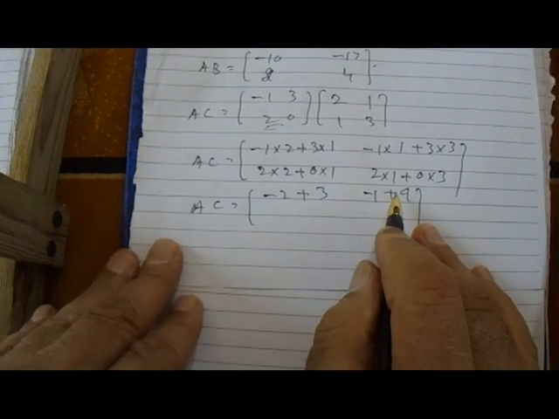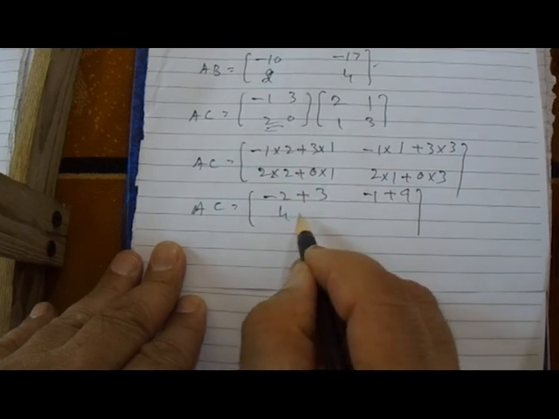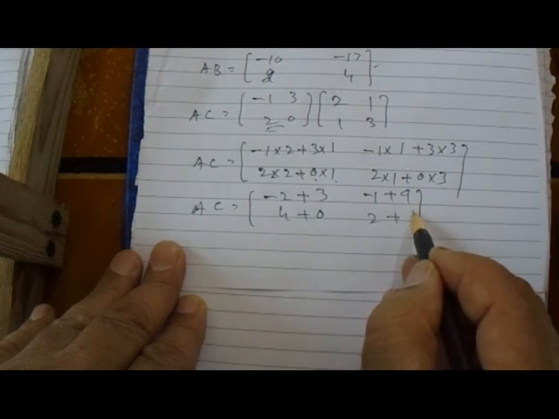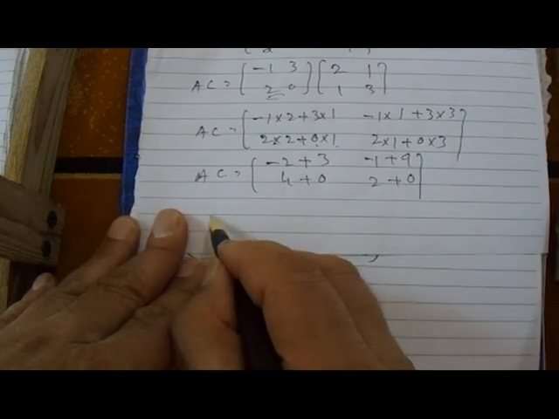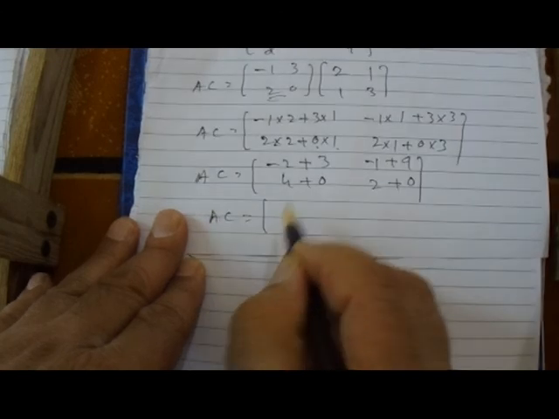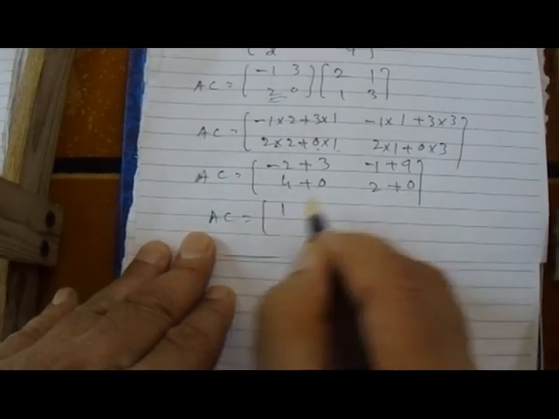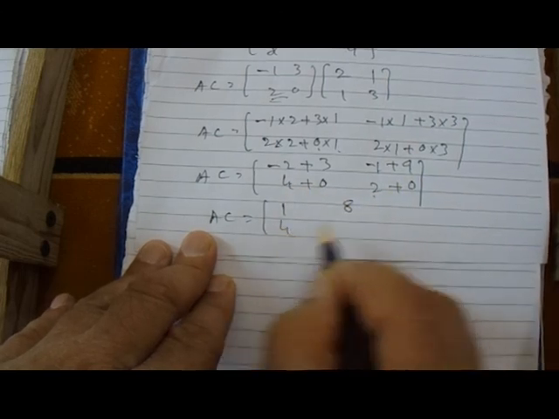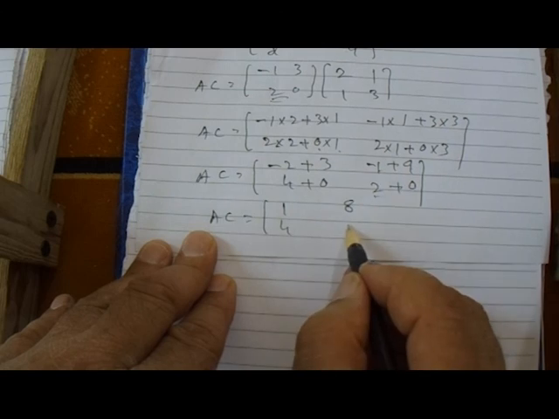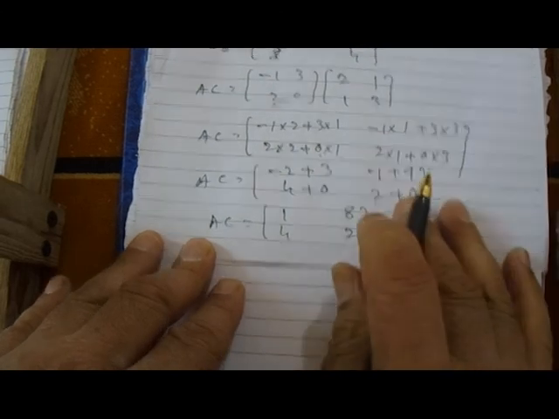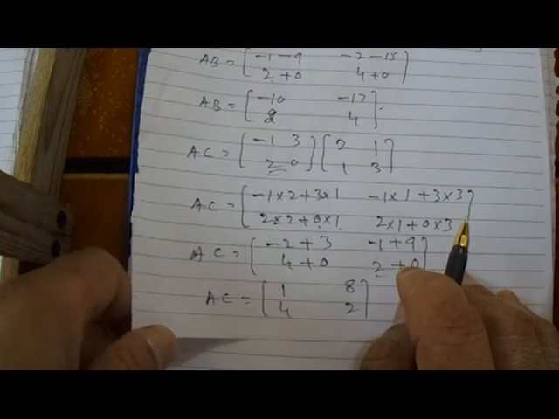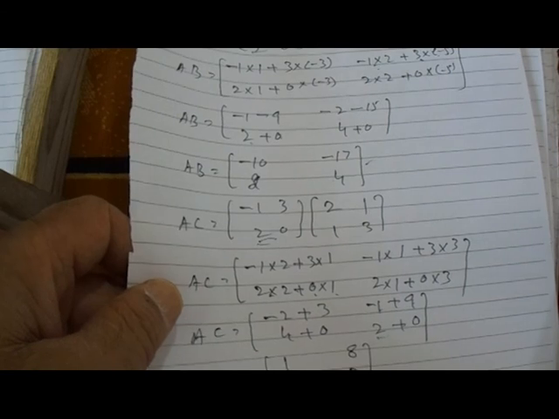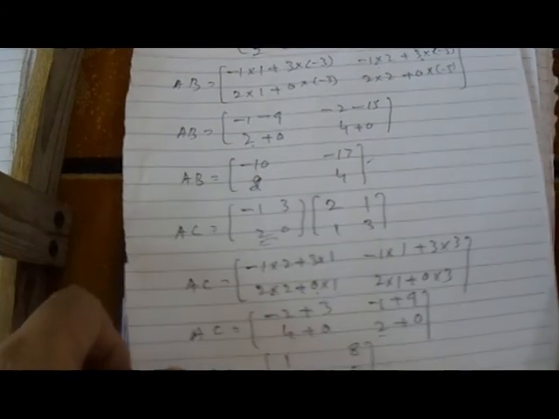Okay, and again we write 2 2s are 4, 4 plus 0, this 0, and 2 plus 0, 2 plus 0. Again we write here AC is equal to minus 2 plus 3 is 1, minus 1 plus 9 is 8, and 4 plus 0 is 4. Now 2 plus 0 is 2. Now we put these values, putting the result of AB and AC in 1.